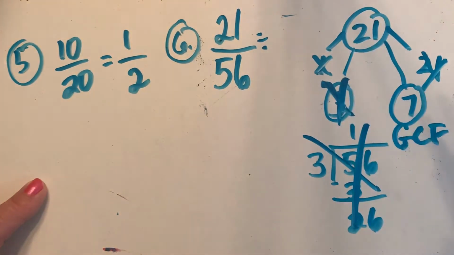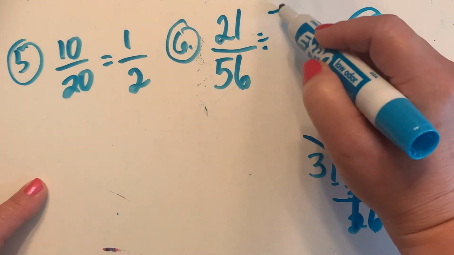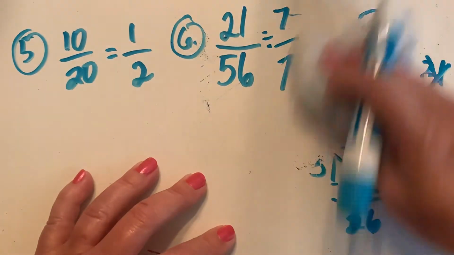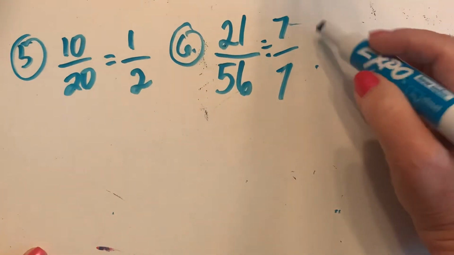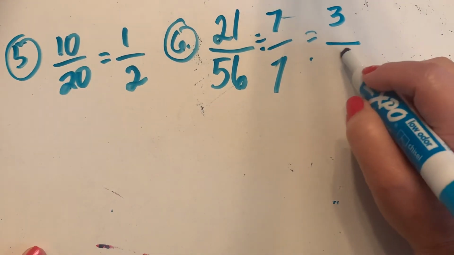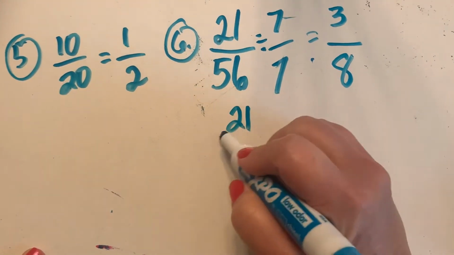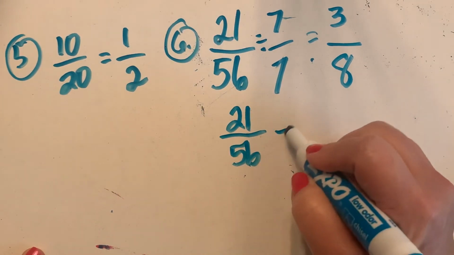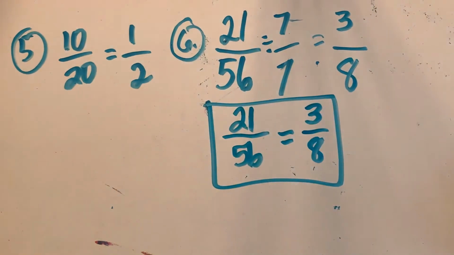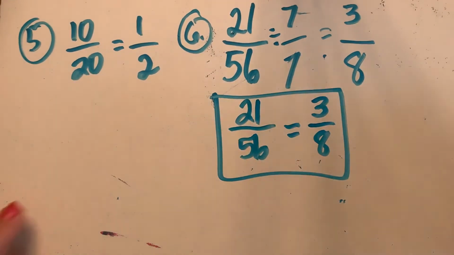So 21/56, you're going to divide by 7. I'm going to have to erase some of this because I was a little bit big and sloppy. So 21 divided by 7 is 3. 56 divided by 7 is 8. So 21/56 equals 3/8. And there you go for number 6. Are they getting easier? I hope so. Okay, so let's go now to number 7.